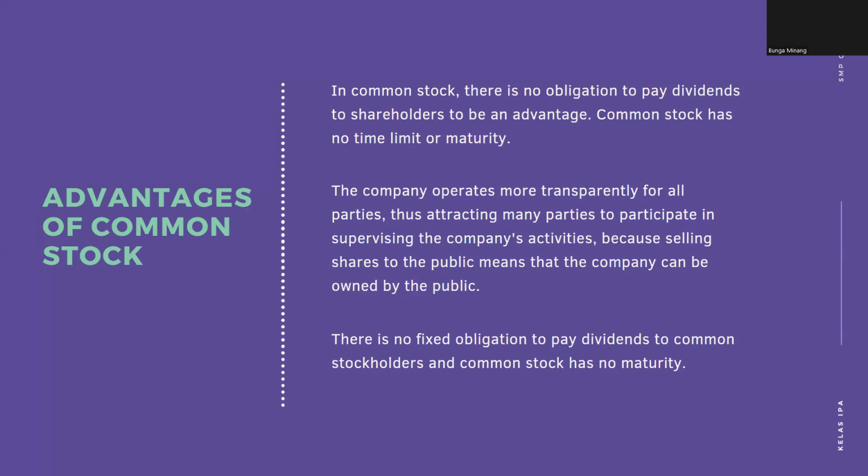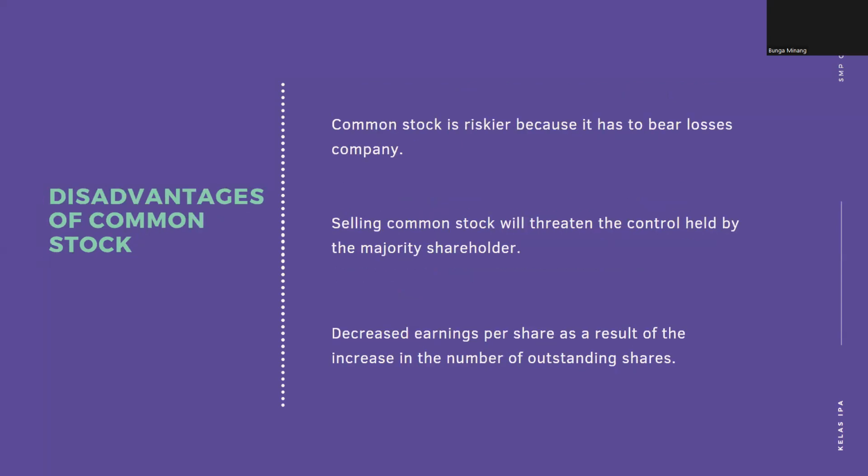Advantages of common stock. There is no obligation to pay dividends to shareholders, which is an advantage. Common stock has no time limit or maturity. The company operates more transparently for all parties, thus attracting many parties to participate in supervising the company's activities, because selling shares to the public means that the company can be owned by the public. There is no fixed obligation to pay dividends to common stockholders, and common stock has no maturity.